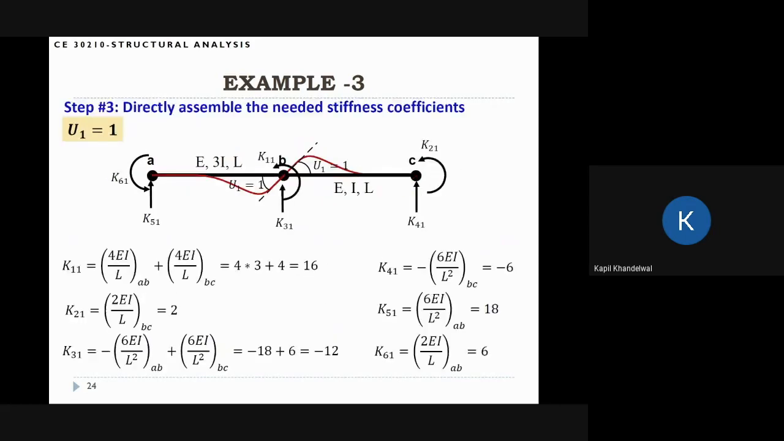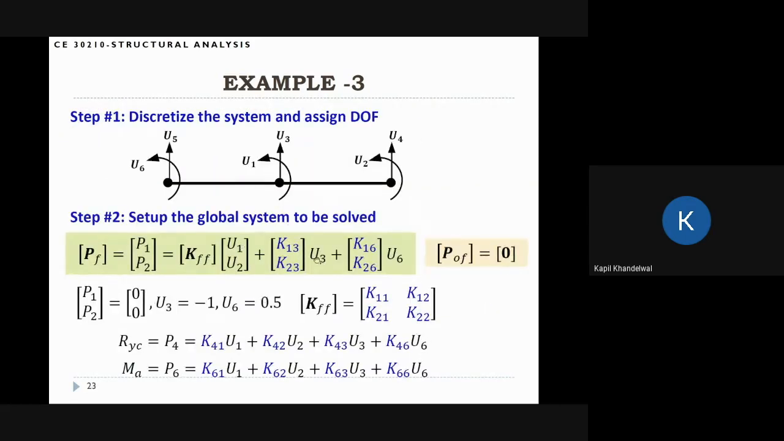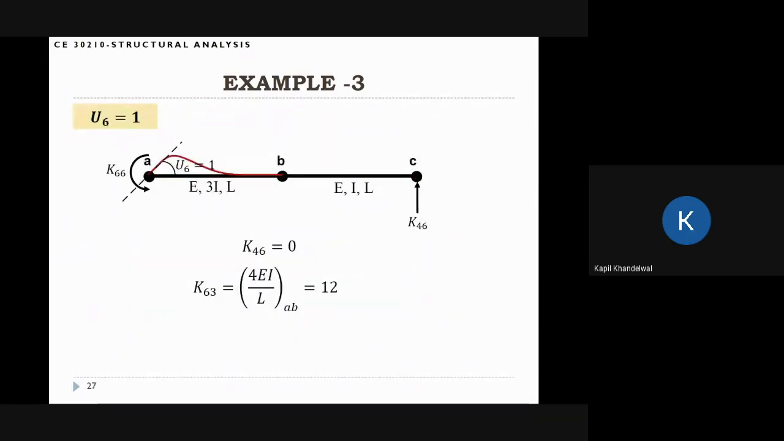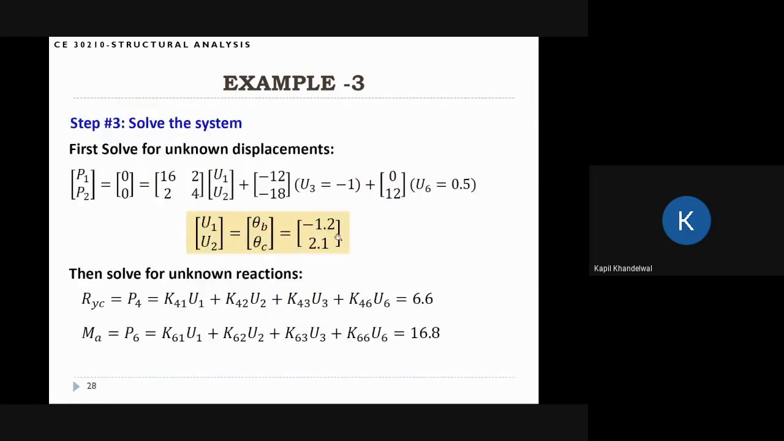So now what we have done is we have figured out all these blue members. So we know all the stiffness coefficients. So we have to just do the algebra now. To do the algebra, we first find the unknown displacements. So we write PF is KFF UF plus the two coefficients times U3 plus the other two coefficients times U6. PF is all 0. And we solve this thing. If we solve this thing, we'll get U1 and U2. And U1 and U2 is just the rotation at B and C, and this is the answer here.